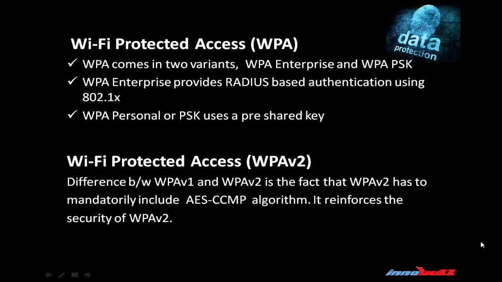The next standard is Wi-Fi Protected Access, which is called WPA. WPA comes in two variants, WPA Enterprise and WPA PSK. WPA Enterprise provides RADIUS-based authentication using 802.1x, and WPA Personal or PSK uses a pre-shared key. The difference between WPA version 1 and WPA2 is that WPA2 mandatorily includes the AES CCMP algorithm. It reinforces the security of WPA2.